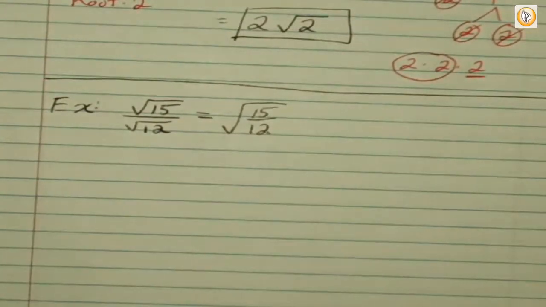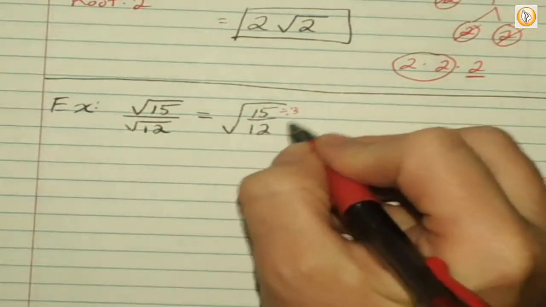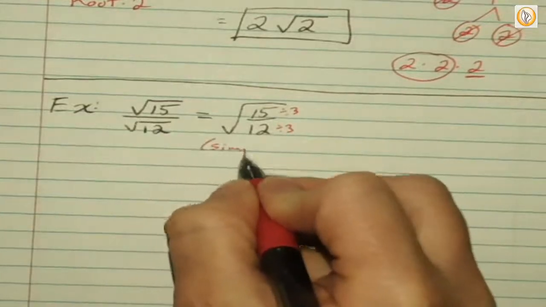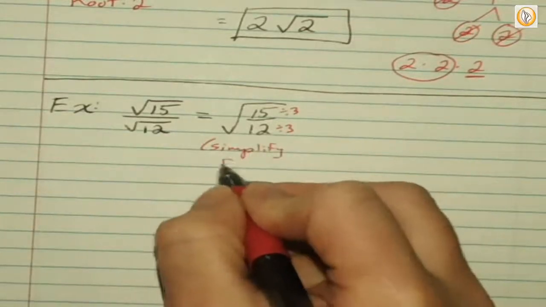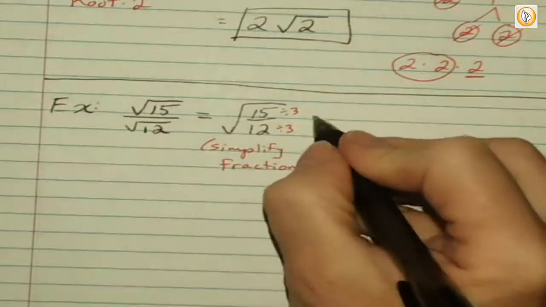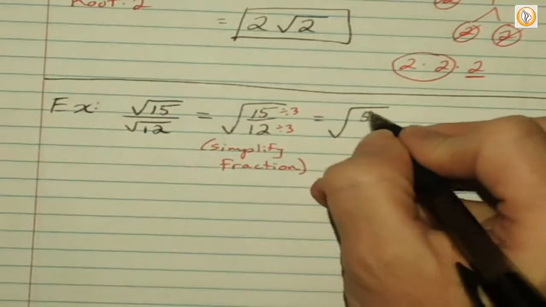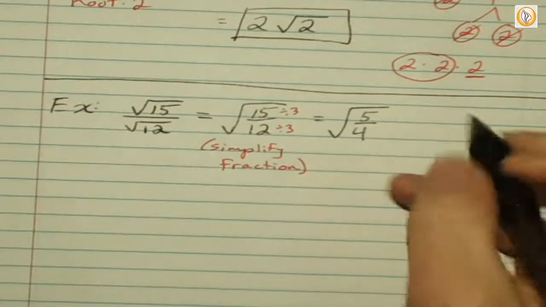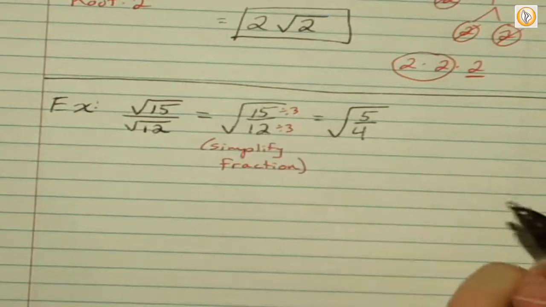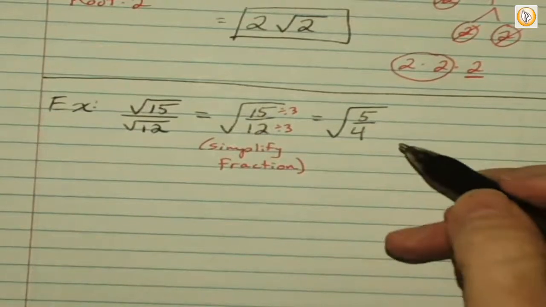But, Miranda, what were you saying? That's right. So we can reduce it by 3. So you're going to simplify first. We're going to make it a lot neater. And we get the square root of 5 over the square root of 4. That's right. Because 15 divided by 3 is 5 and 12 divided by 3 is 4. Okay, now we are done with this.